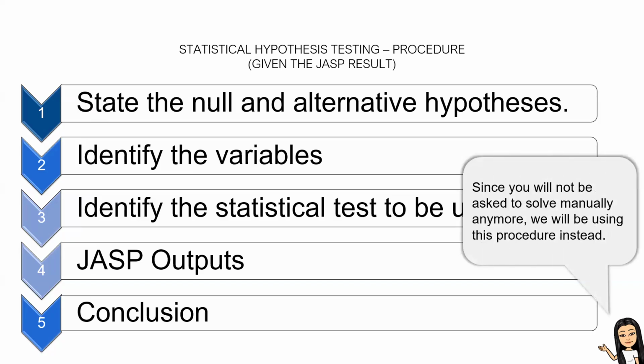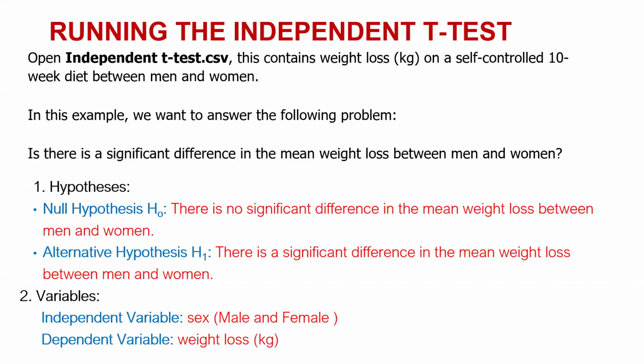So we will follow these 5 steps in our hypothesis testing when we are using JASP. Now, going back to our data, independent t-test.csv, I will be presenting a separate video demonstrating how to run the independent t-test in JASP. To give us a background, the independent t-test.csv file contains weight loss in kilograms on a self-controlled 10-week diet between men and women. In this example, we want to answer the following problem: is there a significant difference in the mean weight loss between men and women?